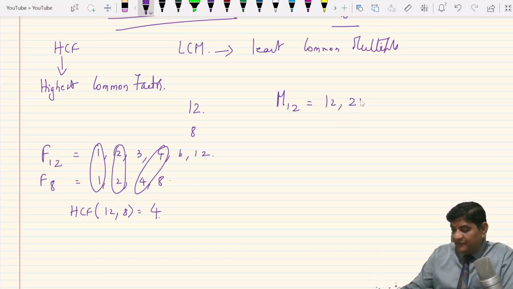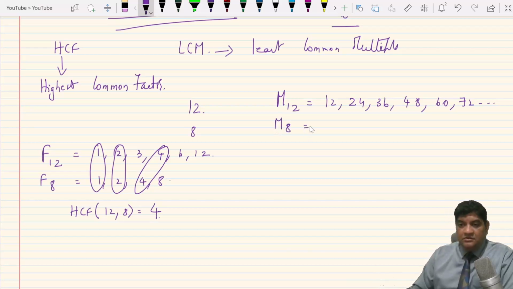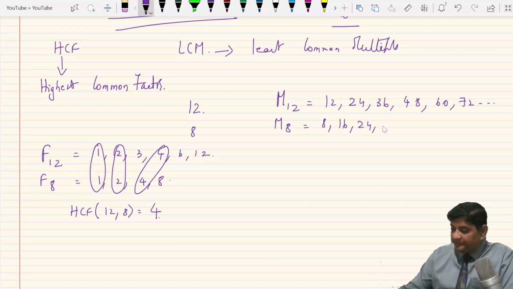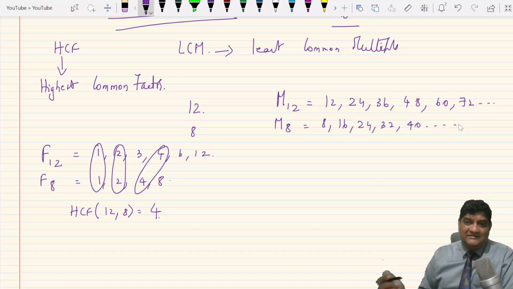12, 24, 36, 48, and then 60, 72, and this goes on. What are the multiples of 8? The multiples of 8 are going to be 8, 16, 24, 32, 40, and this continues. Now in this, I'm looking for the common multiples.